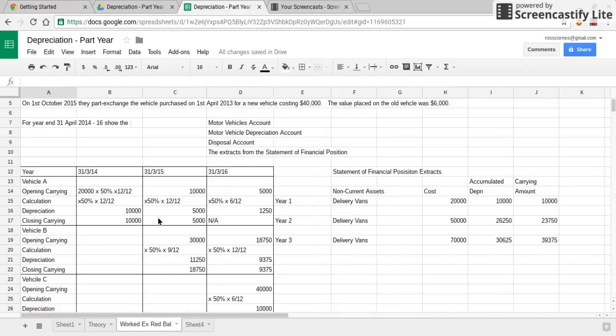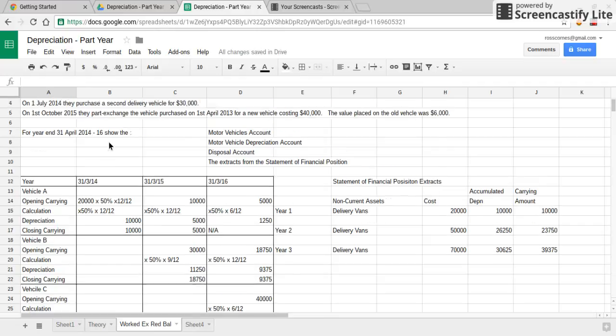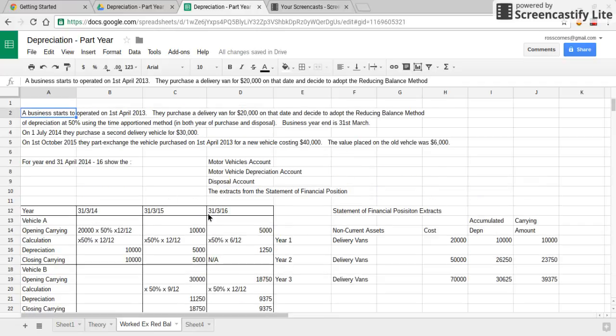So here is a worked example, so that you know what we're actually doing. Okay, a business started to operate on the 1st of April 2013. It purchased a delivery van for $20,000 on that date and decided to adopt the reducing balance method, using 50% on the time apportion method. So that means for each part of a year that it's actually owned. And the business year end is 31st of March.